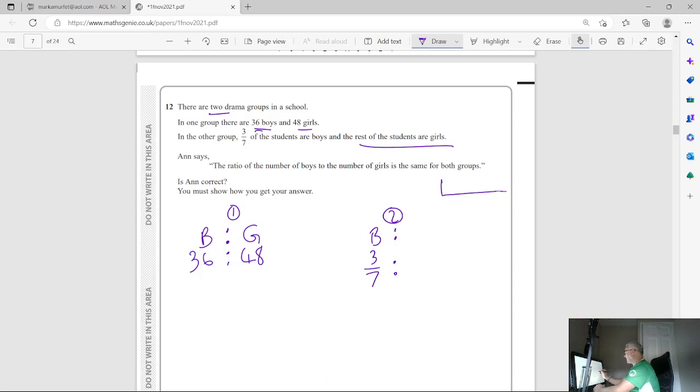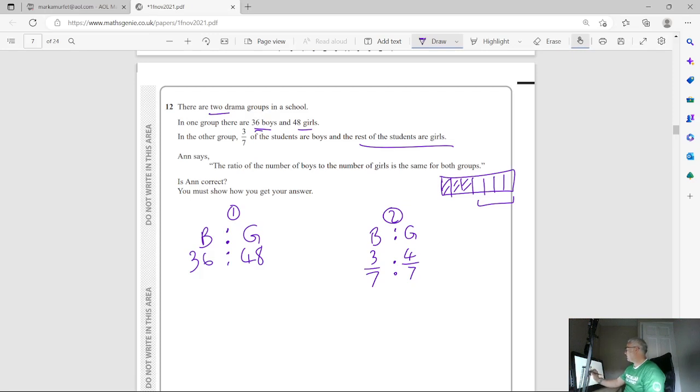Well, again, think about it. If we've got a big box here and we cut them into 7 parts, 1, 2, 3, 4, 5, 6, 7, and 3 of them are boys, I've got 4/7 left. So 4/7 must be girls. That's got you 1 mark, just to literally put that there was 4/7 there. Okay, and it says the ratio of the number of boys to girls is the same for both groups. You must show how you get the answer.